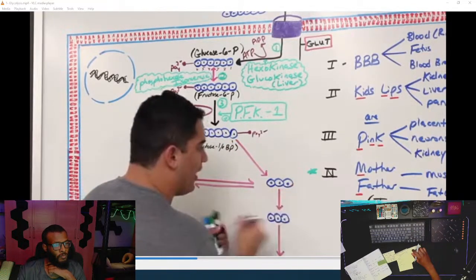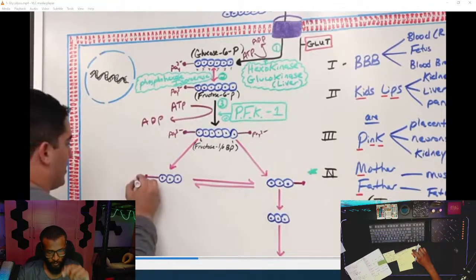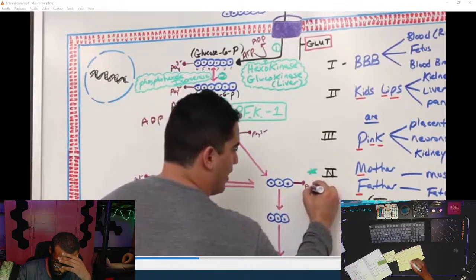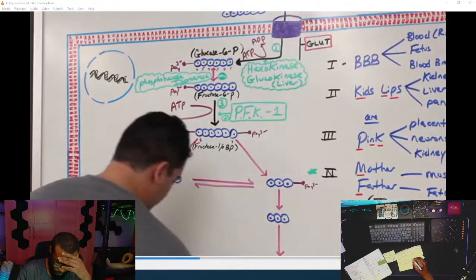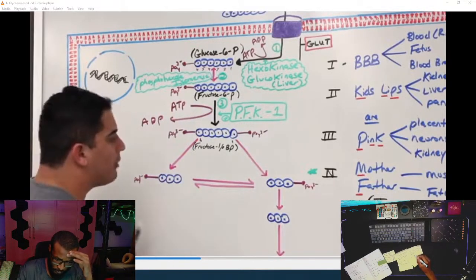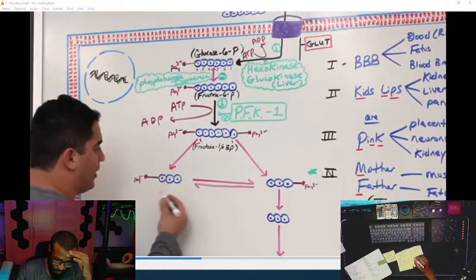Now that we've done that, what are these guys called? Now these ones are a little bit harder to name, okay? Unfortunately. I'm going to give you guys a mnemonic at the end that will help you a little bit with that. But this guy right here is called dihydroxyacetone phosphate. Okay? So it's a 3-carbon molecule with a ketone in the middle and a phosphate on that carbon.